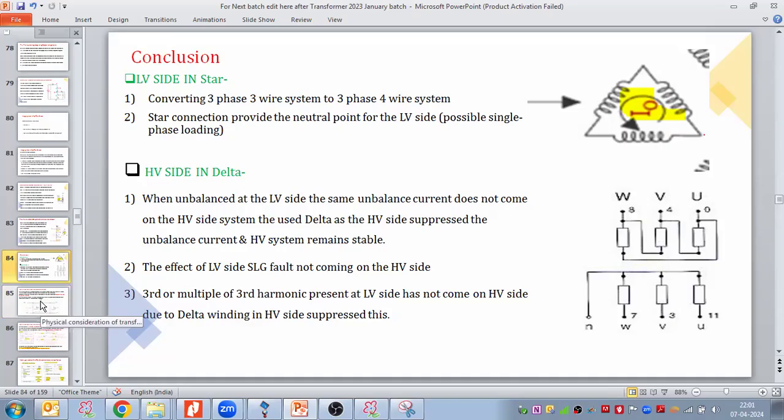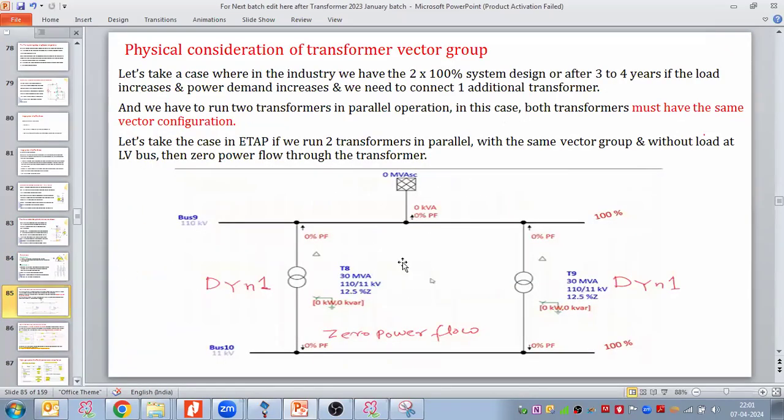So let us see some physical or practical cases when we have an electrical system and an existing transformer, suppose Dyn1, and we are adding one more transformer. If both transformers need to run in parallel, HV side on the same bus, LV side on the same bus, same source, they need to run in parallel. We are taking both with the same identical vector group, and on the LV side there is no load connected.